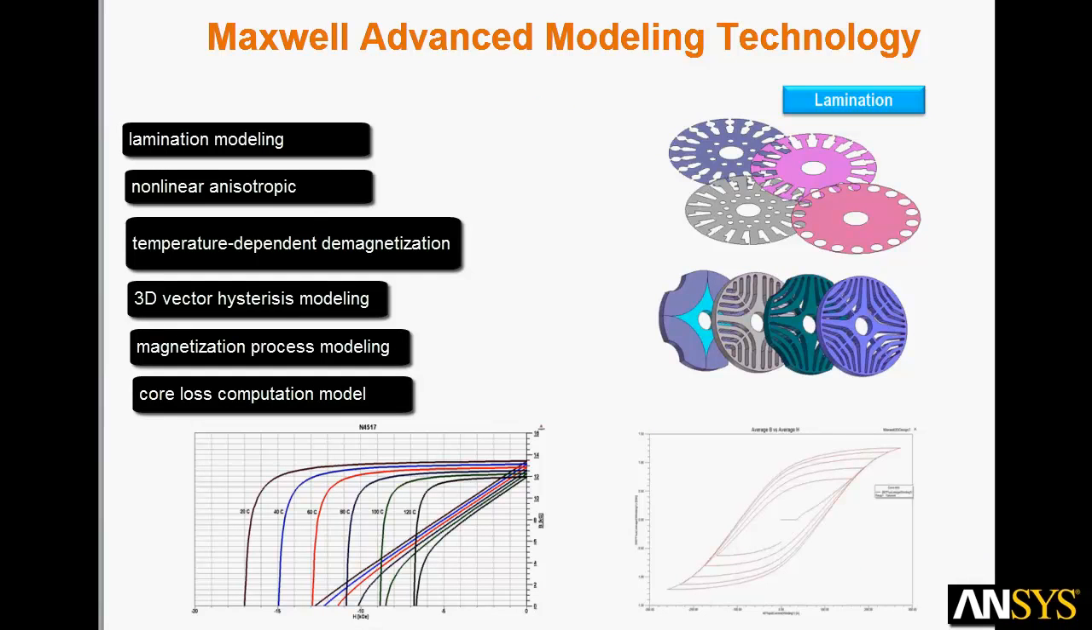Maxwell simulates 3D and 2D electromagnetic and electromechanical devices using the most advanced modeling technology. Maxwell uses an automated finite element method to solve static, frequency domain, and time-varying electromagnetic and electric fields. For motors, we have the most advanced modeling methods for laminations, nonlinear materials, temperature-dependent demagnetization, hysteresis, magnetization processes, and core loss.